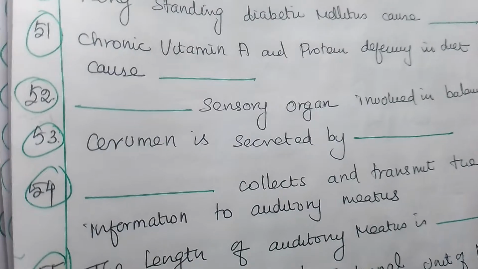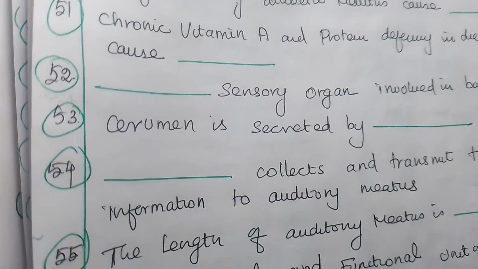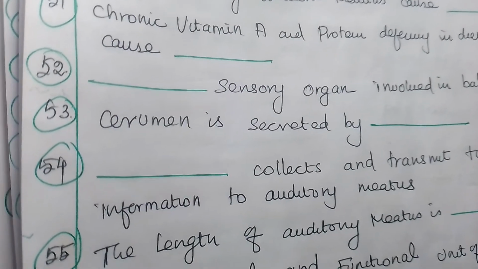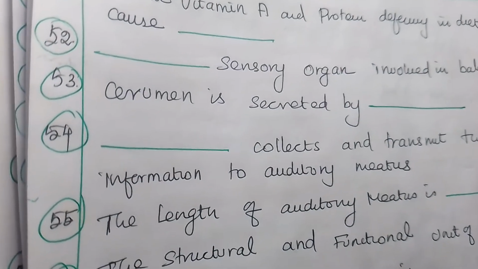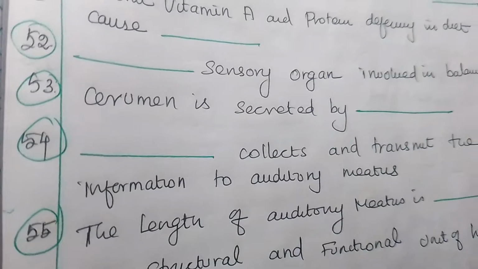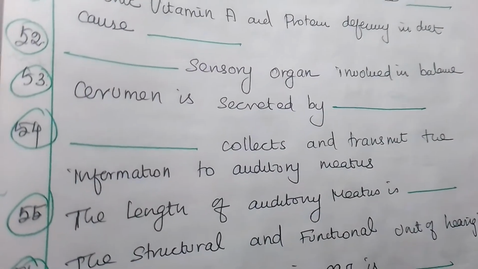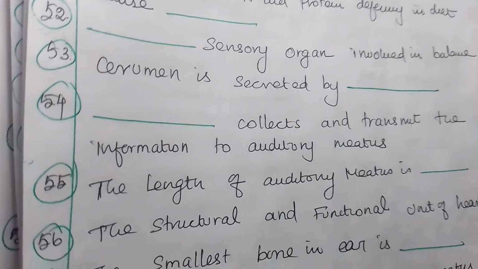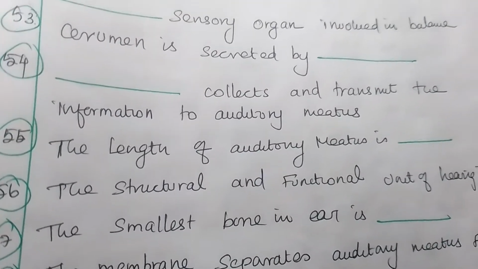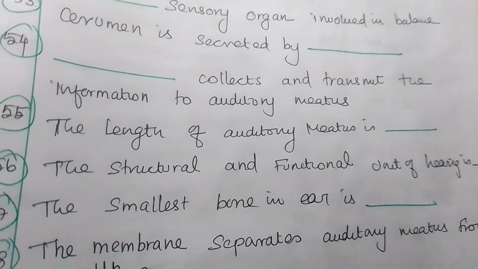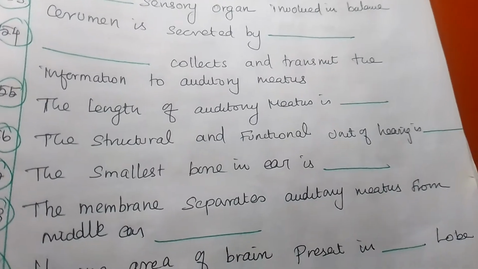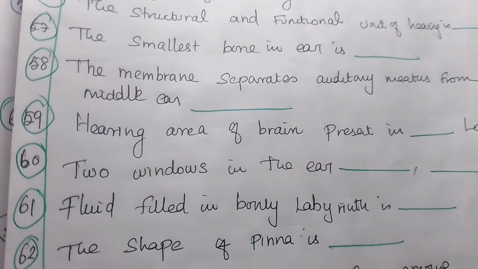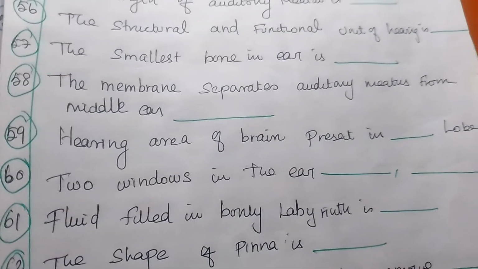Dash sensory organs involved in balance: ear. Cerumen is secreted by the ceruminous gland. Dash collects and transmits the information to the auditory meatus. It is the pinna. The length of the auditory meatus is 2.5 centimeter. The structural and functional unit of hearing is called the cochlea. The smallest bone in the ear is called the stapes. The membrane that separates the auditory meatus from the middle ear is called the tympanic membrane.